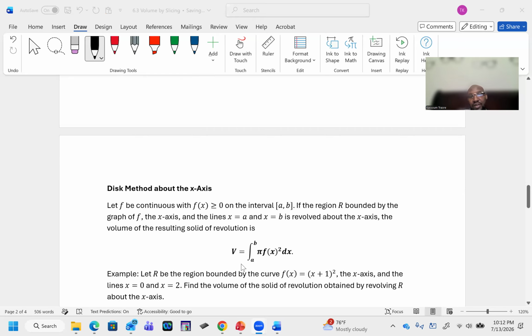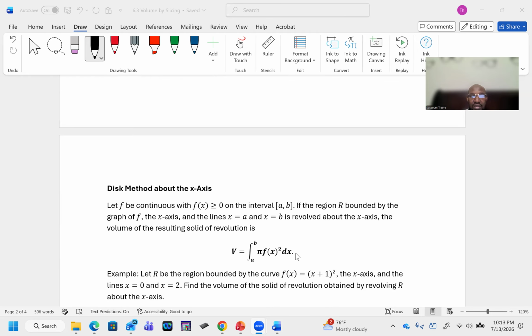So the disk method about the x-axis. Don't forget we have the disk method about the y-axis as well, okay? Let f be a continuous function, if f of x is greater than or equal to 0 on the interval [a, b], which means f of x is positive on the interval [a, b]. If the region R bounded by the graph of f, the x-axis, and the lines x is equal to a and x is equal to b is revolved about the x-axis, the volume of the resulting solid of revolution is V is equal to the integral from a to b of pi (f of x) squared dx.